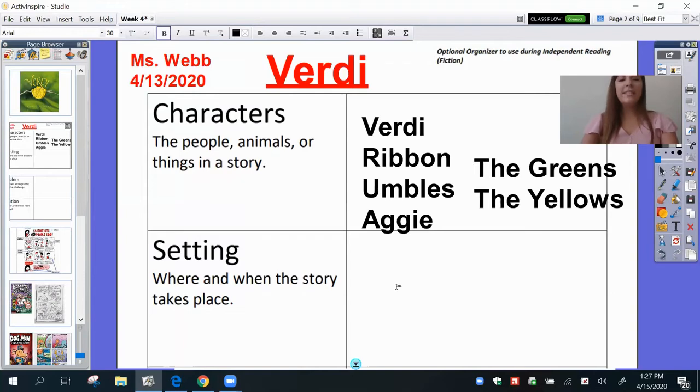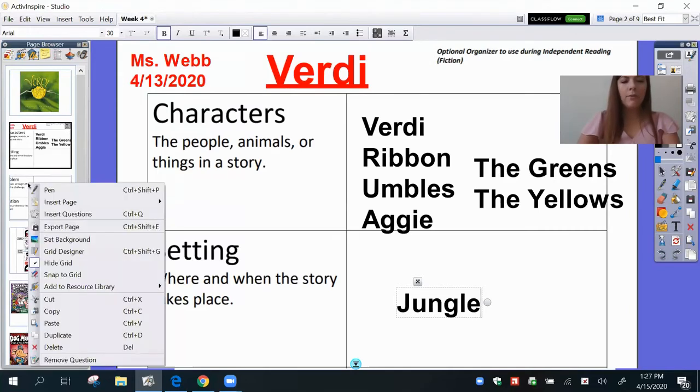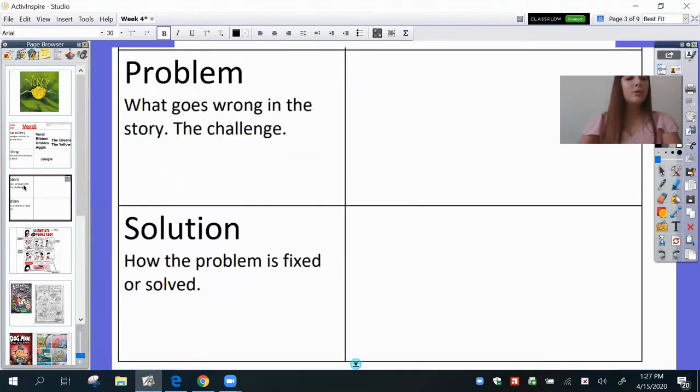And then we have setting. Where did it take place? It was in the jungle. Good job. All right, now we're moving on to the problem. Now remember what went wrong. There were a couple of other smaller problems, but what was the main problem? What's the main problem with Verdi?